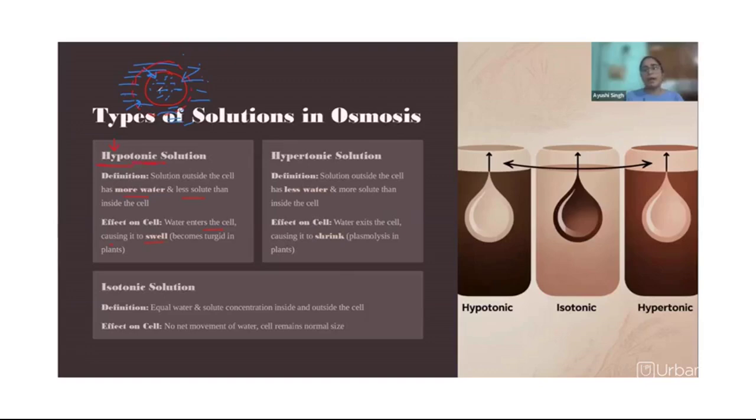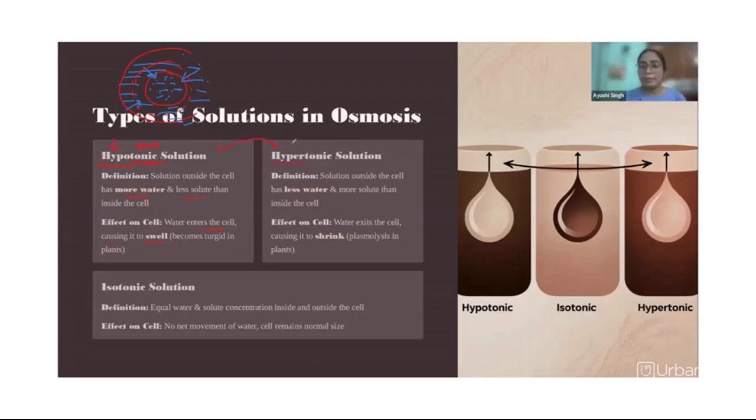Tonic means you can imagine the solute, okay? So here, the solute will be less outside and water will be more. Now, students usually get confused in this, so please ask questions. If you have any doubt, please ask questions related to this topic, okay? Because they usually get confused in these two.